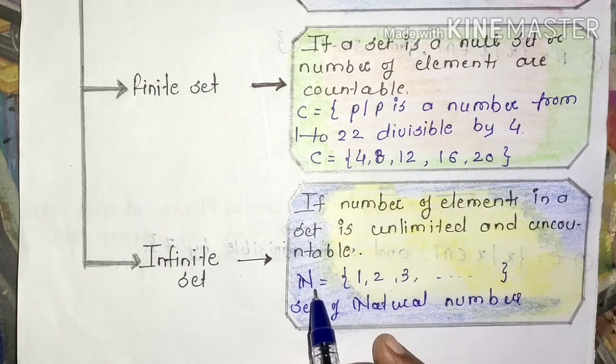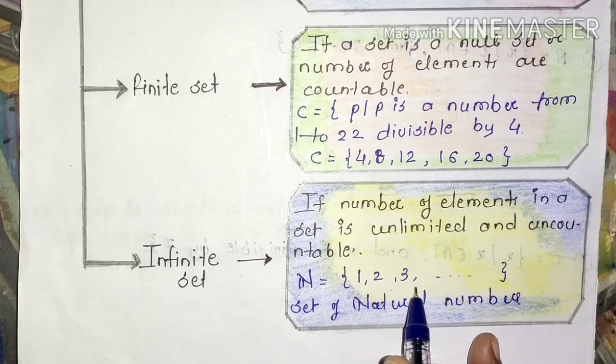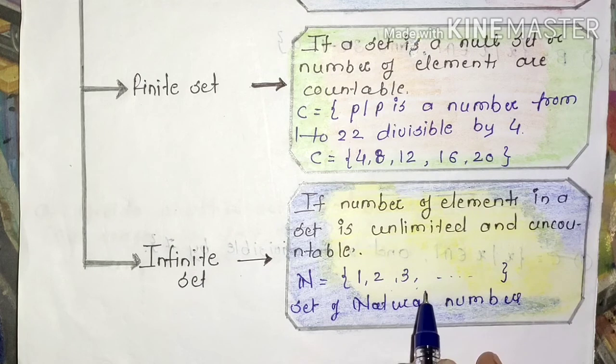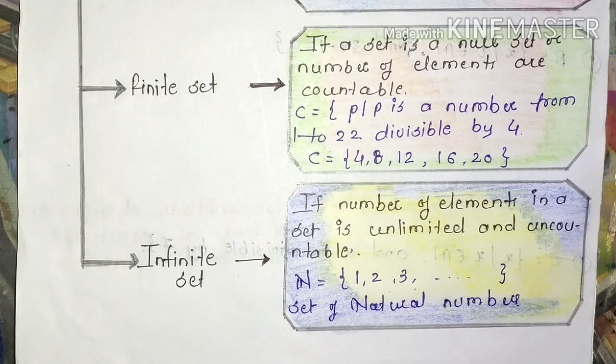For example, the set of natural numbers. We cannot count the number of elements in the set of natural numbers. Also the set of whole numbers, set of integers, set of rational numbers and set of irrational numbers. In these we cannot count the number of elements in a set. So those sets are called infinite sets.